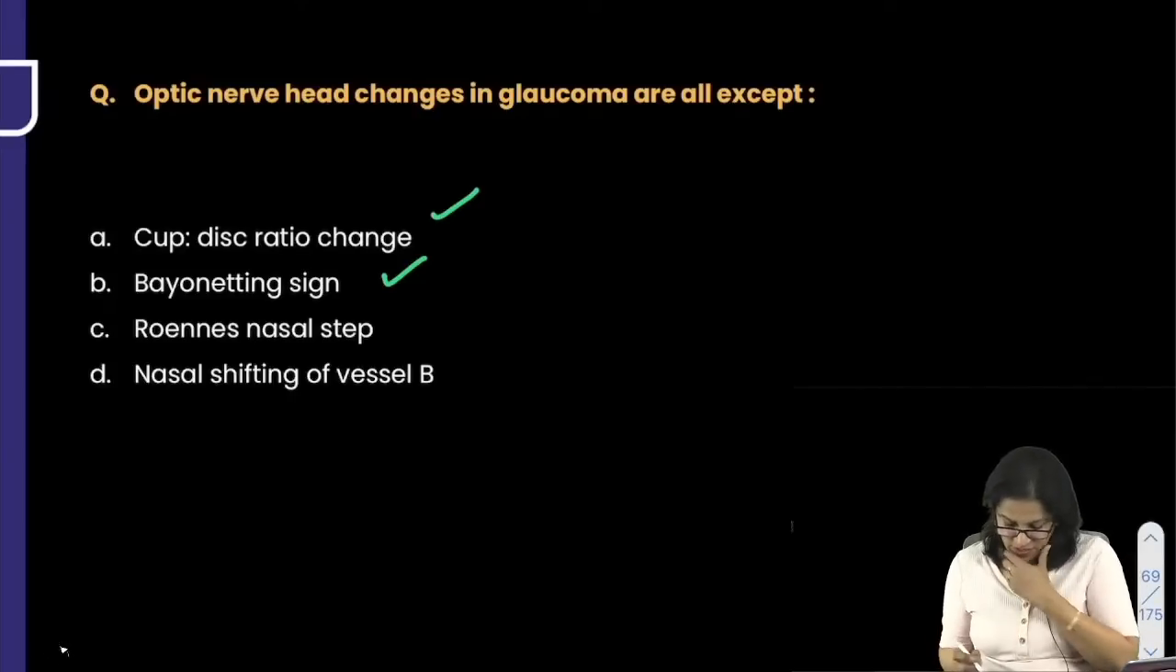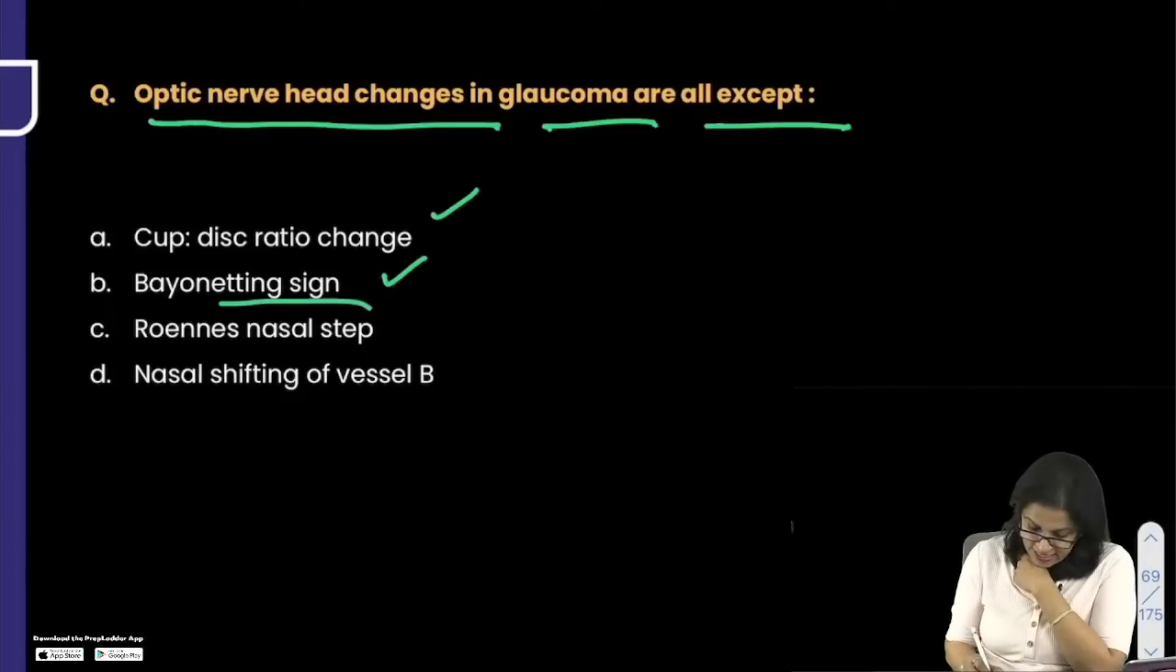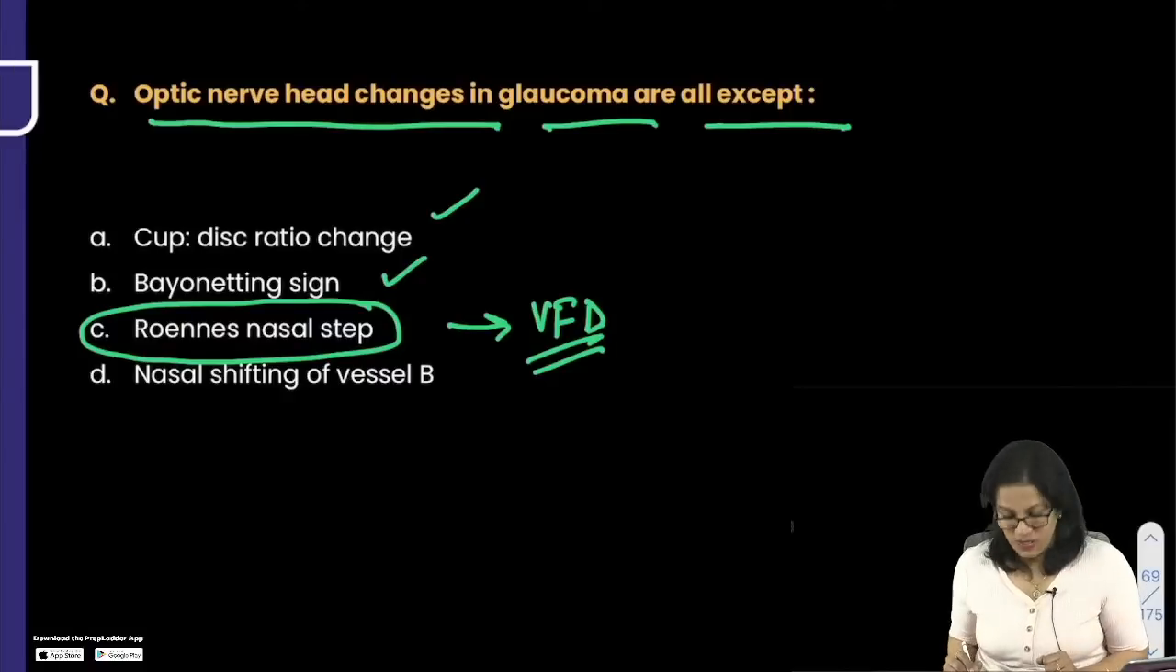Right. So whatever optic nerve head changes in glaucoma are all except. What is not present? What should be the answer here? Nasal step is not a nerve head change, it is a visual field defect. Common sense. It's a simple question here. Right? So we will answer this. What is Roenne's nasal step? We will just talk about it shortly.